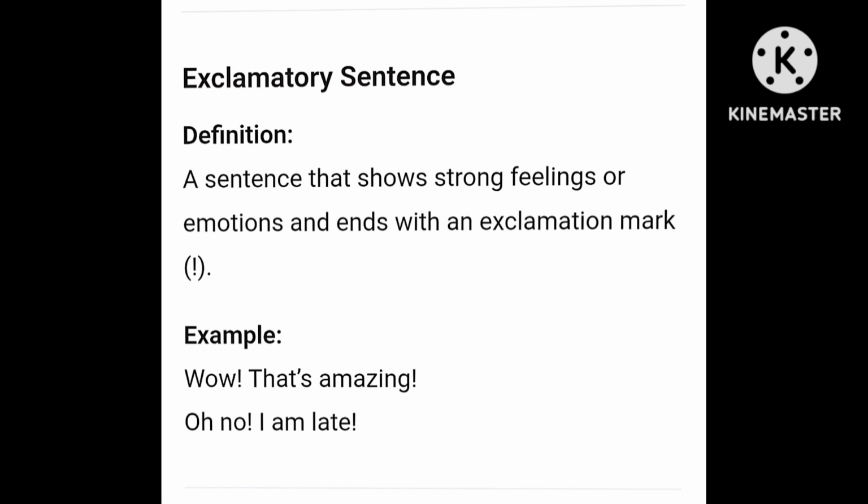Exclamatory sentence. Definition. A sentence that shows strong feelings or emotions and ends with an exclamation mark. Example: wow, that's amazing. Oh no, I am late.